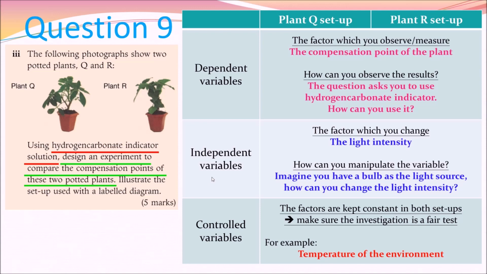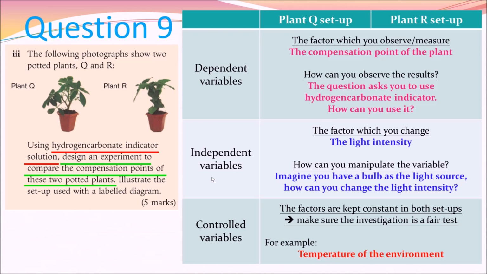So that's why the factor we change is the light intensity, by increasing it to reach the compensation point. Then how can you manipulate and control this variable? Imagine you have a light bulb as the light source. How can you change the light intensity you supply for the plants? How can you supply a stronger light or a weaker light?